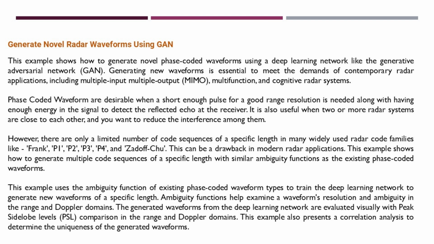In conclusion, using deep learning to generate new phase-coded waveforms helps solve the problem of limited radar code sequences. It allows modern radar systems to continue evolving and adapting by providing an endless variety of waveform options, essential for reducing interference and maintaining accurate target detection.